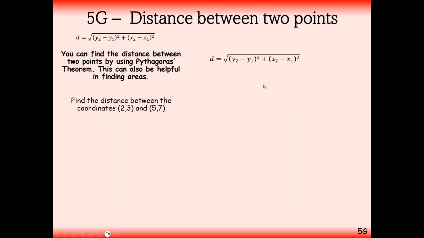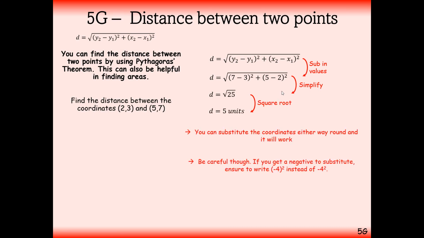So let's look at the example here. Here we have 5 comma 7 and 2 comma 3. Just substituting those values into the formula, we'll get the square root of 25, which is 5. We almost always get given what the unit is. If not, you just write 5 units because you're measuring distance.